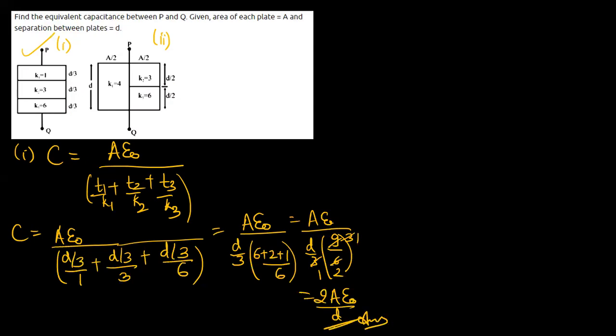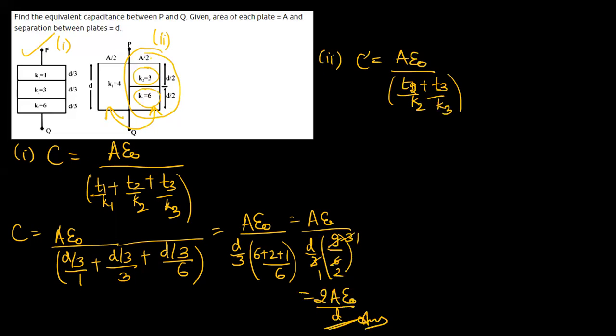For the second case, if you see, there are two different combinations. One is in series, other is in parallel. So this combination is in series combination and these together are in parallel combination, right? So first I will solve it in series combination. So for second case, C will be equal to A epsilon naught upon, I'll give it the name C dash. Since here K2 and K3 are used, I will write T2 upon K2 plus T3 upon K3. I'm just solving for this half part initially, not for the other part.